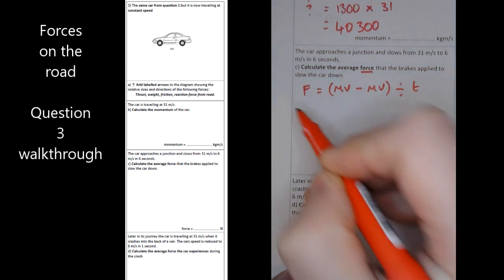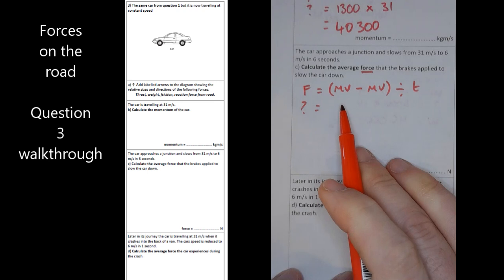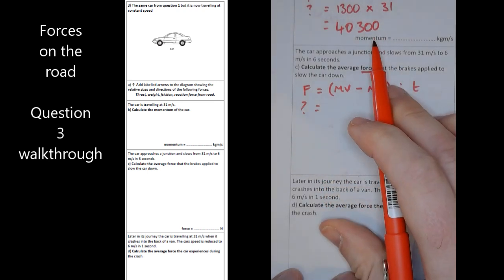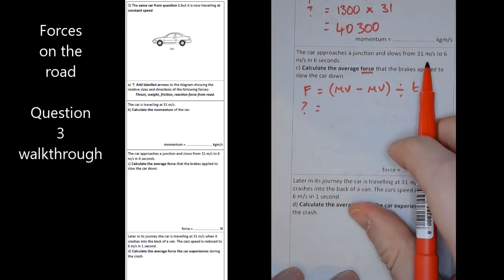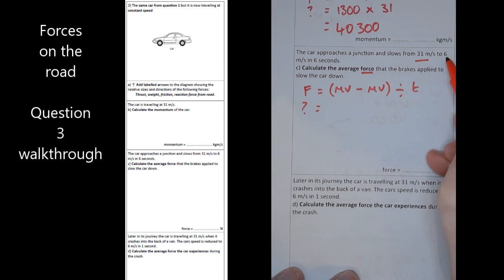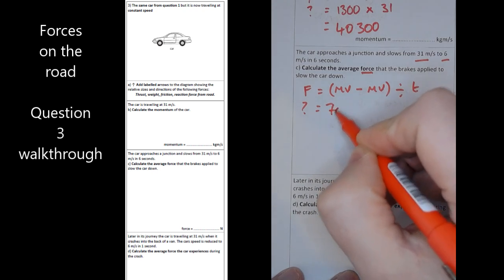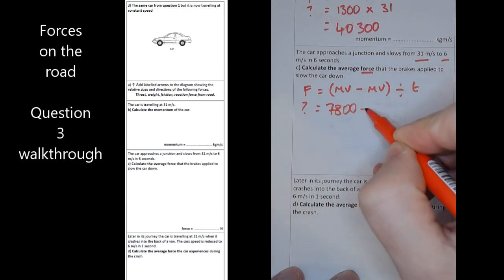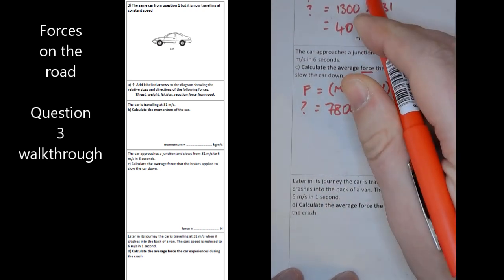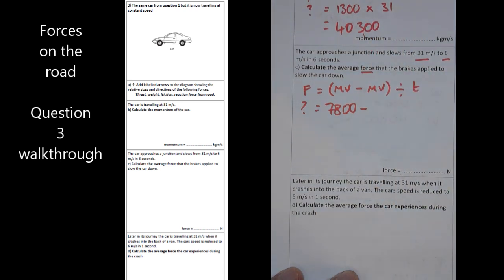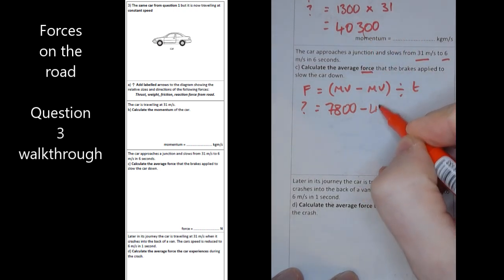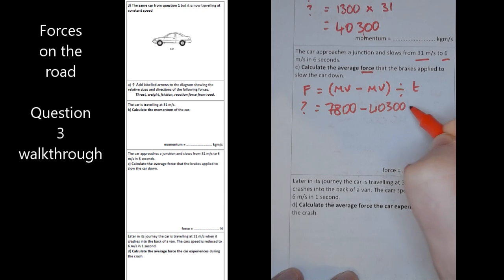time. That's good for us because we've already got what the final velocity is going to be by taking the 31, and we know it's going to get to 6 meters per second. So 31 multiplied by 6 is going to give us an answer of 7,800. And its initial velocity, well, it was this. So its initial momentum is that. It took 6 seconds for that change to occur.